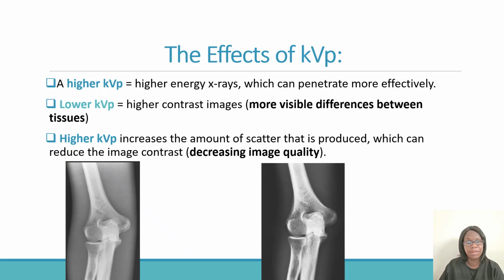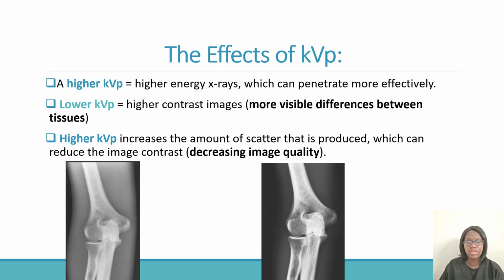The effects of kVp on our images: a higher kVp creates a higher energy x-ray, so it will penetrate more effectively. A lower kVp will give you higher contrast images, which have more visible differences between your tissues. Also, a higher kVp will increase the amount of scatter that is produced, which reduces image contrast. Therefore, it decreases how your image looks.